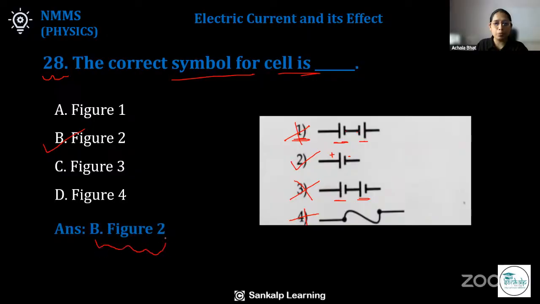The correct symbol for cell is as shown in figure 2. This is the correct one. Just draw one horizontal line, then a vertical line, another small vertical line, again a horizontal line. This is simple cell representation.